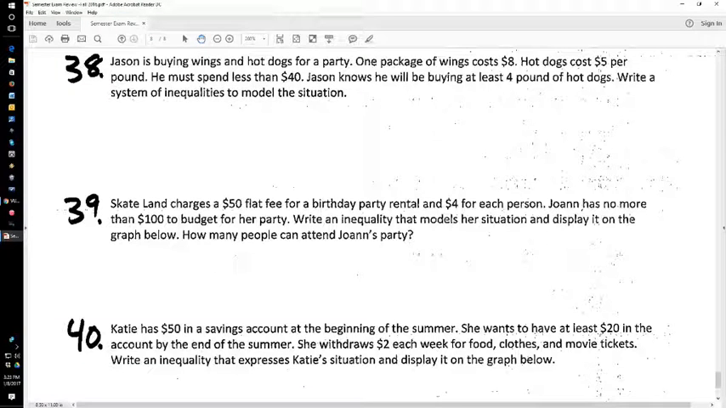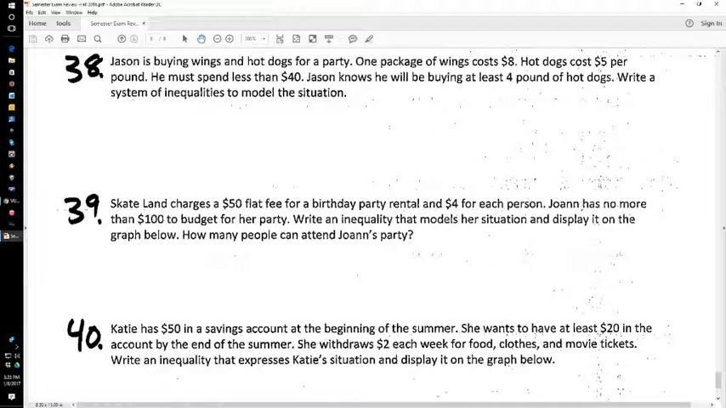Alright, 38, 39, and 40. Jason is buying wings and hot dogs for a party. One package of wings costs $8. Hot dogs cost $5 per pound. He must spend less than $40. Jason knows he will be buying at least 4 pounds of hot dogs. Write a system of inequalities to model this situation.